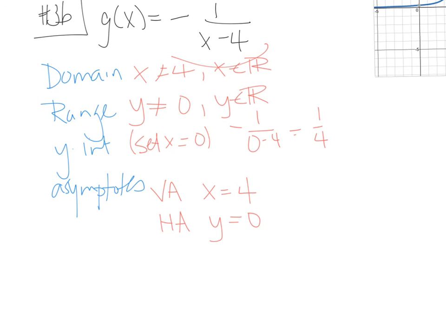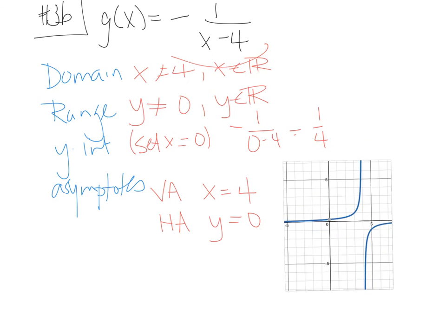To verify our results, I sketched it on Desmos. Please use Desmos to help you out. Notice that all these things are true. x equals 4 is my asymptote, up here, x equals 4. My horizontal asymptote is y equals 0. My y-intercept is just above 0 here, so it looks like 1/4. It's pretty good. And that's it. Good luck.